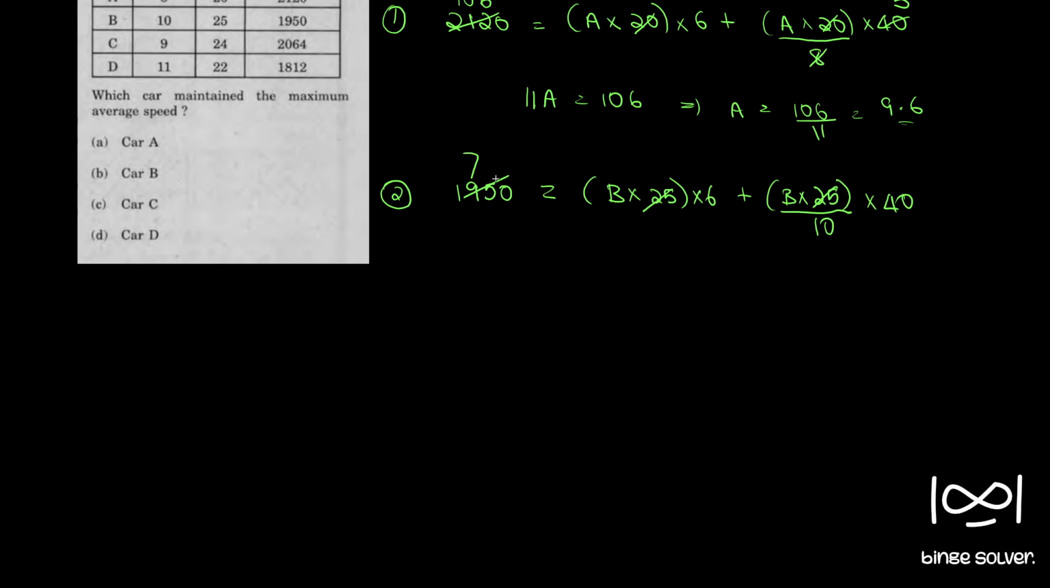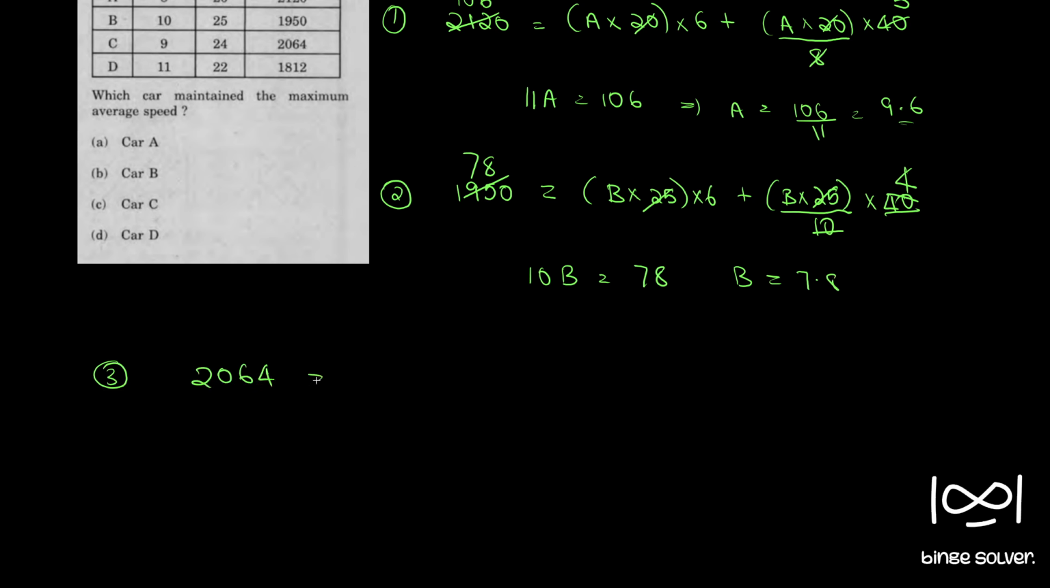So this becomes 6b plus 10b, equal to 78... that becomes b equal to 7.8. So we got b. Now let's find out C.